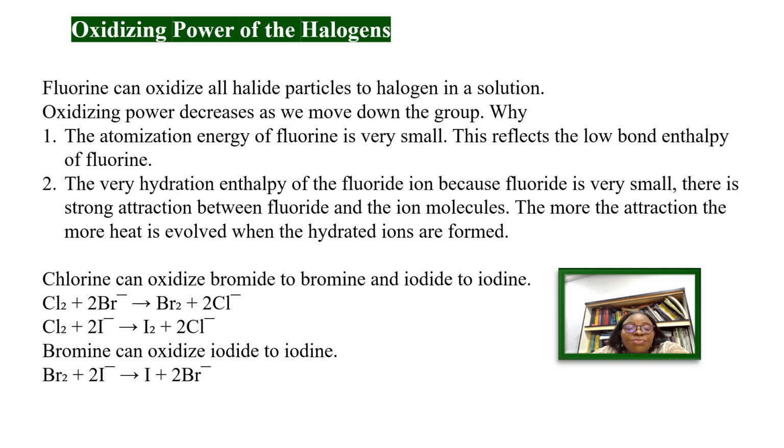Chlorine can oxidize bromide to bromine and iodide to iodine, as shown in the equation. And bromine can oxidize iodide to iodine, as also represented in the equation.